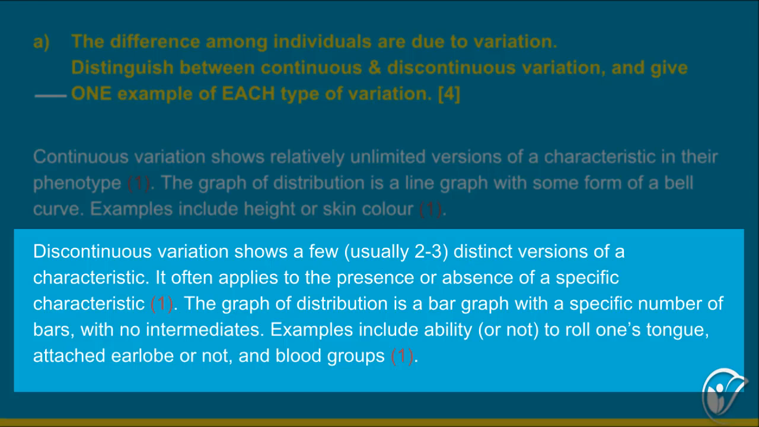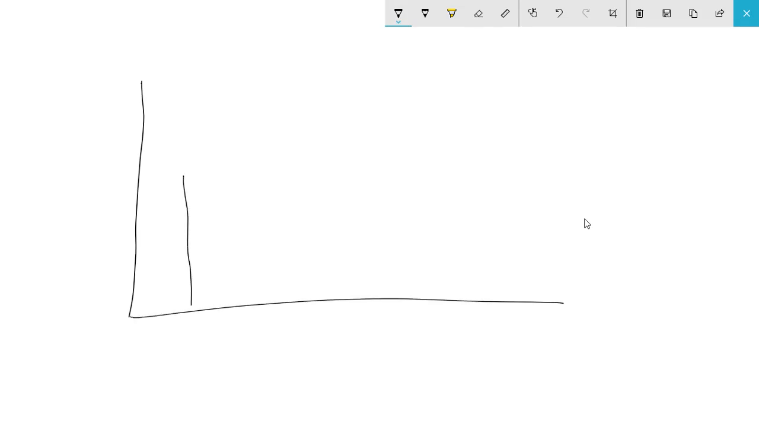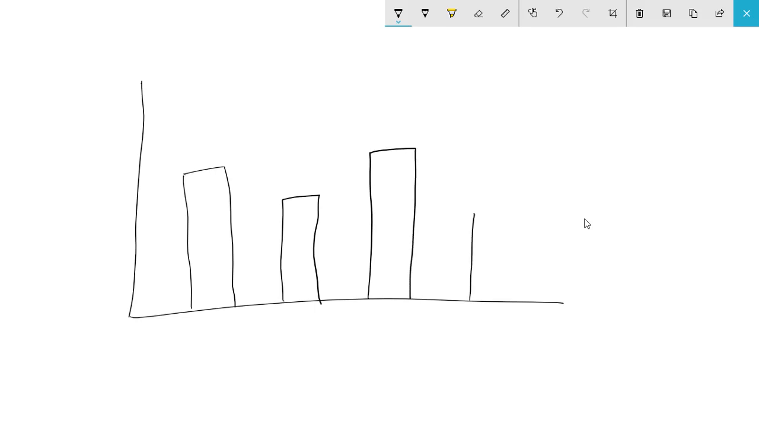Now let's look at discontinuous variation. This type of variation shows a few, usually 2 to 3, distinct versions of a trait. Many examples are simply the presence or absence of said characteristic, as was stated here. As a result, the graph of distribution is a bar graph. And now we're going to draw a bar graph. As with the line graph, we are using an x and y axis, and instead of a curve, we're now going to draw several bars. Each bar will be representing a distinct point of data.